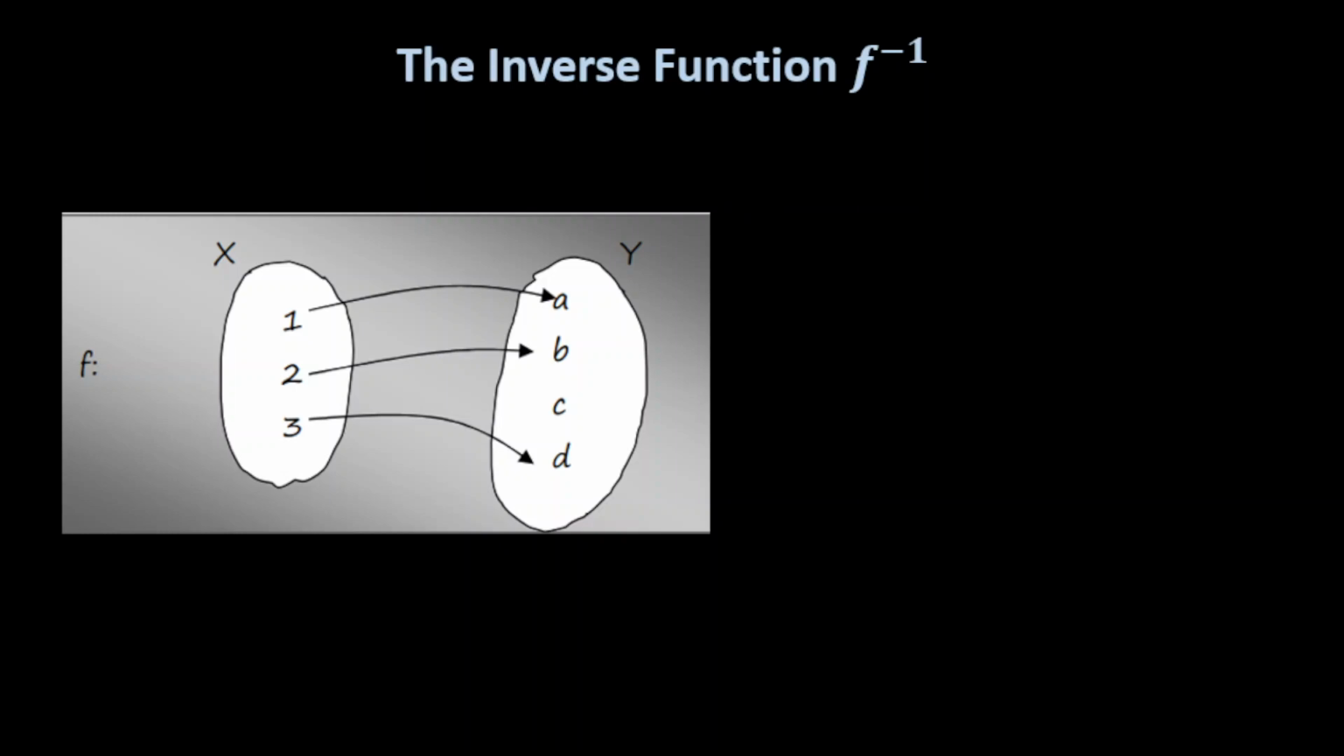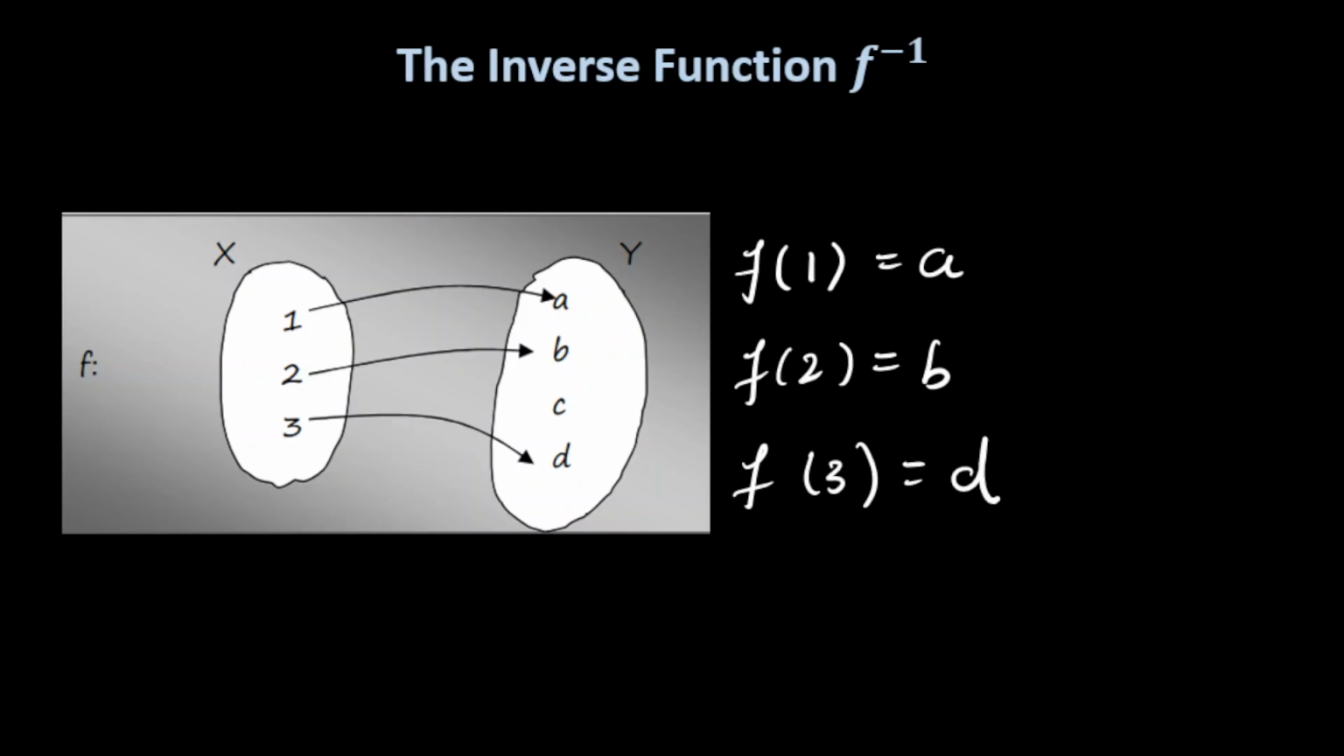Hello students, in this video we are going to learn about the inverse function. So here I have given one example of a function. An arrow diagram is given, let us write it in this way. We know here 1 maps with A, so we can write f of 1 is equal to A, f of 2 is equal to B as 2 maps with B, f of 3 is equal to D as 3 maps with D.